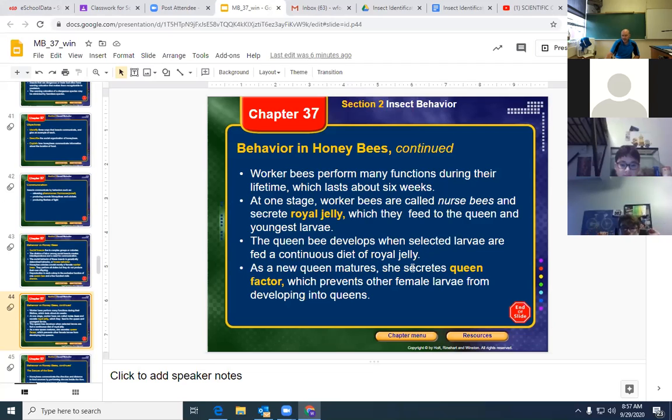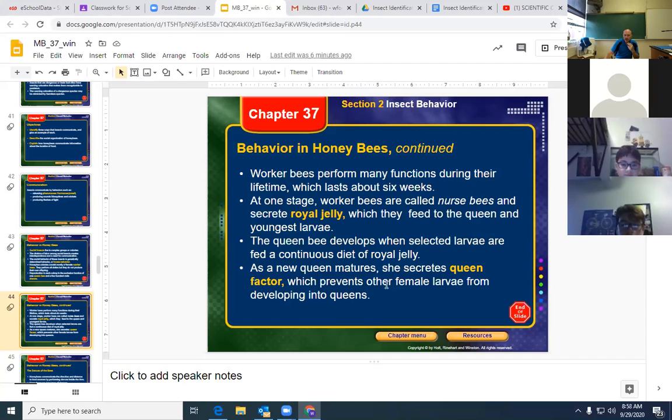Now, if the queen dies, if she's too old or something happens, they'll just keep feeding some of those babies until the first one turns to a queen. And then that first one will actually kill the other babies to make sure there's only one queen. How do they know that? Pheromones. They can smell.